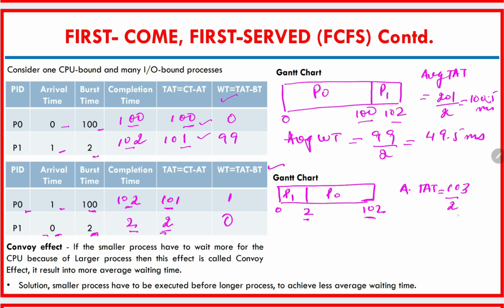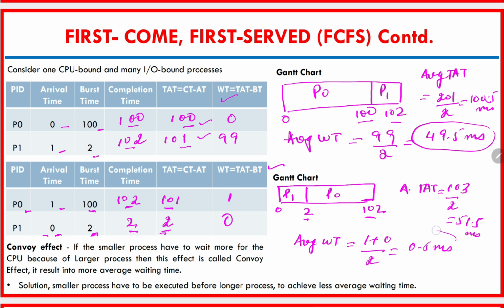Fine. And this comes out to be 51.5 milliseconds, whereas if we go for the average waiting time for this system, the average waiting time is (1 + 0) divided by 2, so this comes out to be 0.5 milliseconds. Now just compare the average waiting times for both these scenarios. Over here the average waiting time is 49.5, whereas the average waiting time over here is 0.5.